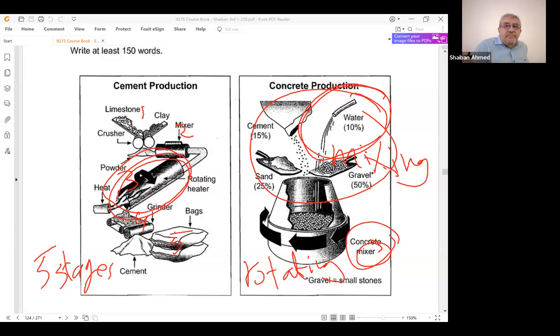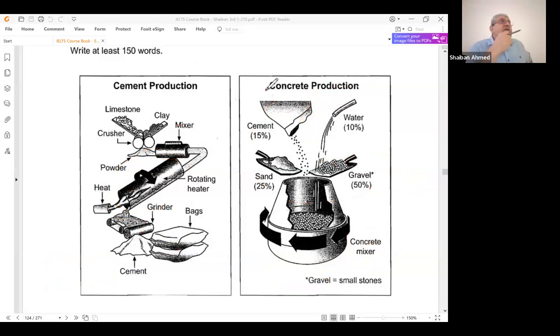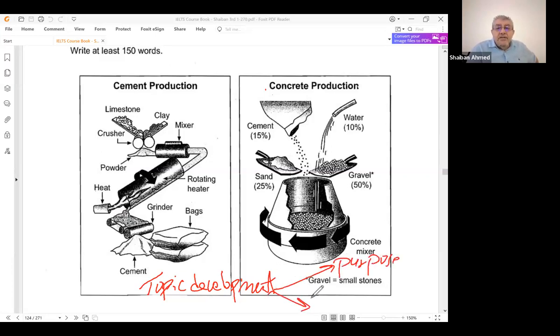Now, before we go to the model answer, give me 1 or 2 examples of topic development. And by topic development, I mean purpose or result. Where can you see a purpose? Where can you see a result? Easy.